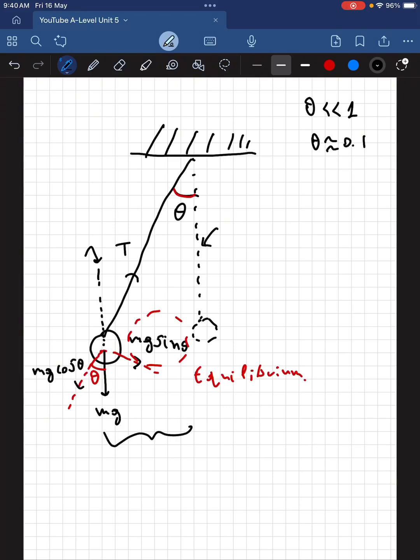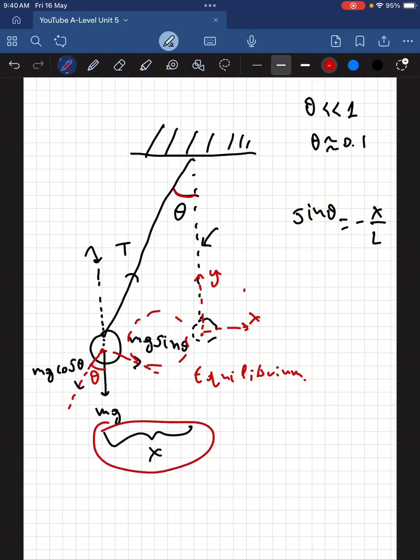And if we call this displacement x, notice immediately that sine of theta is minus x over L. And I use the minus sign because we consider the equilibrium to be the 0. So we can draw axes like this. This is our y-axis and this is our x-axis. So if that's the origin, this position is minus x from the origin.